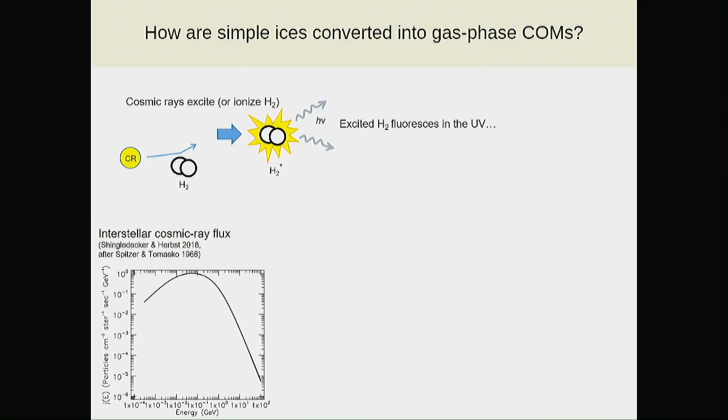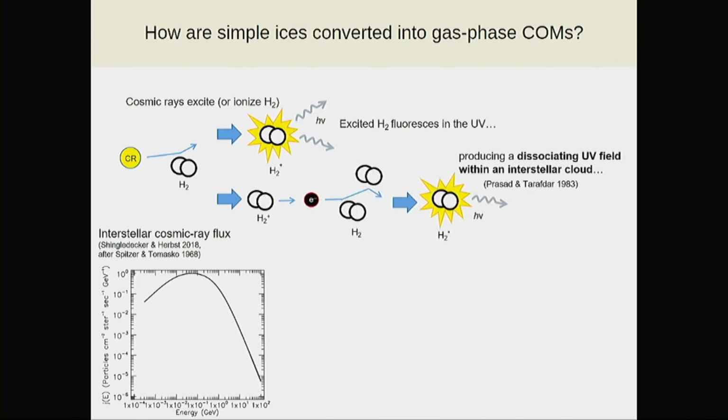Okay, and when it's excited, it can gradually decay through its electronic levels and produce a UV field. So the cosmic rays penetrate the cloud, but then their interaction with H2 produces a local, weak UV field within the cloud. You can actually ionize the H2 as well, and the secondary electron that comes off will go bumping around, exciting other H2 molecules, and again will produce this UV field. This itself is not new. This idea has been around for several decades.